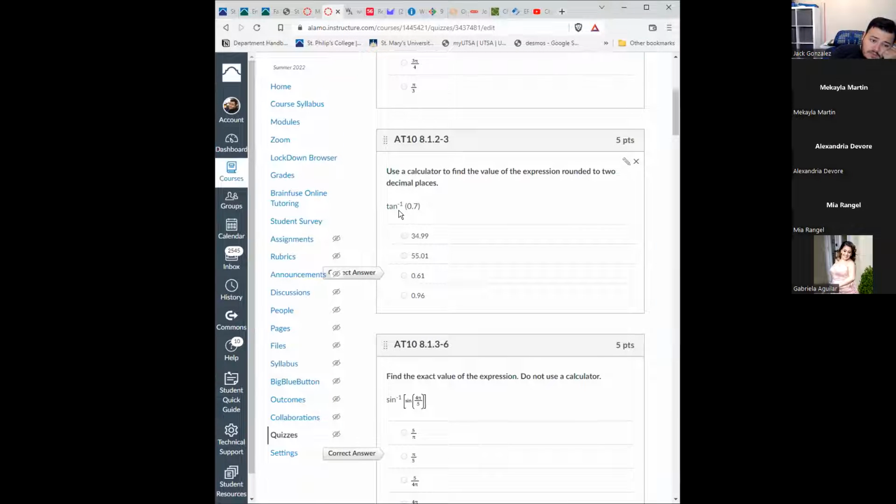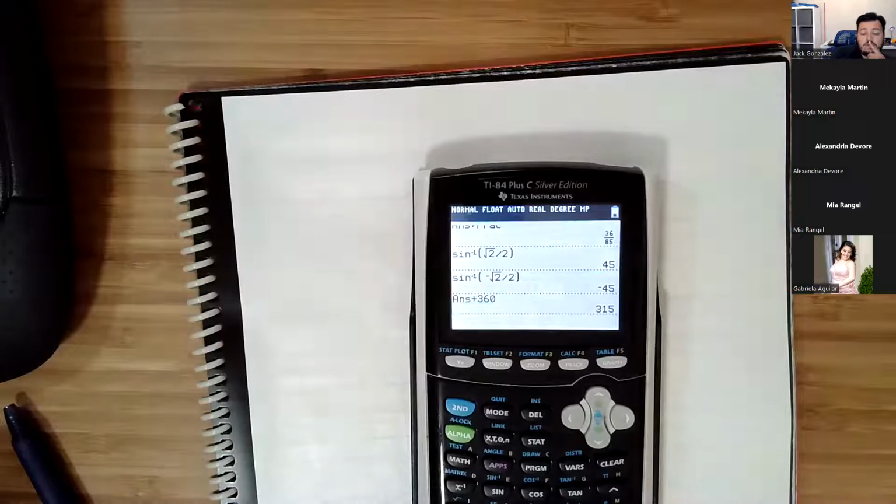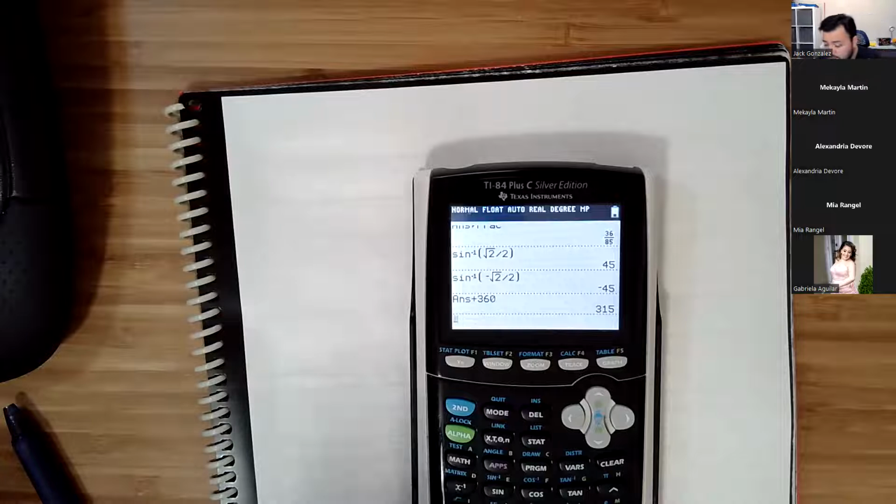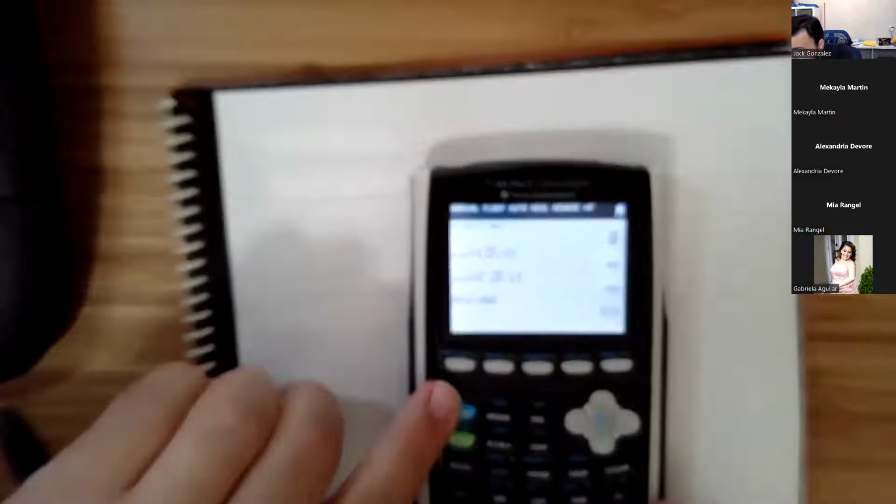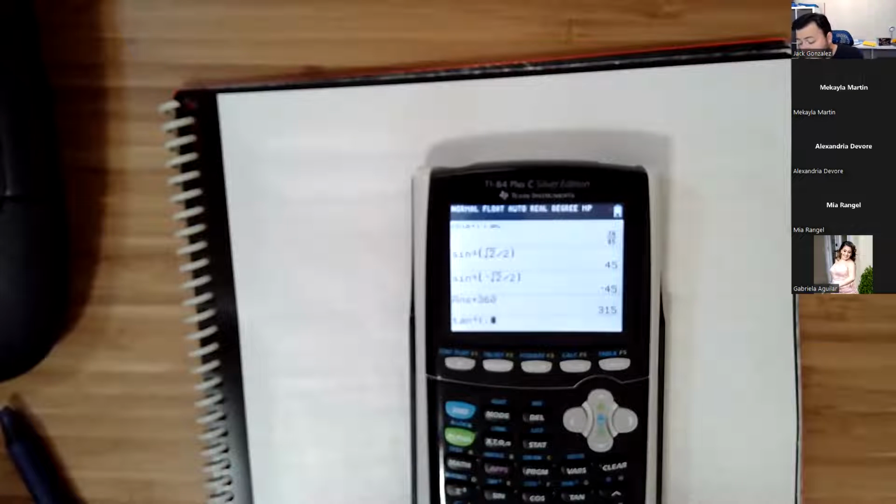Number 2, you literally just push that in. Not a big deal. Just notice that they didn't say degrees anywhere. So the answer is 0.61. The only thing you need to be careful of is whether that is 0.61 degrees or 0.61 radians. They didn't write a symbol, so we should be able to assume that it's radians.